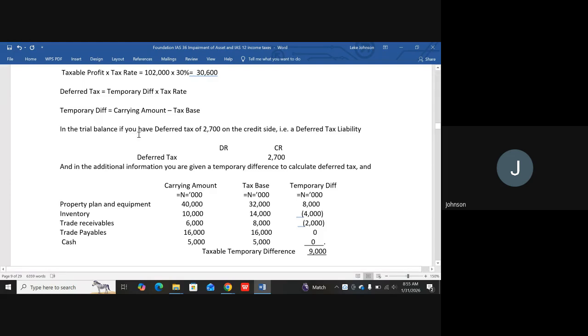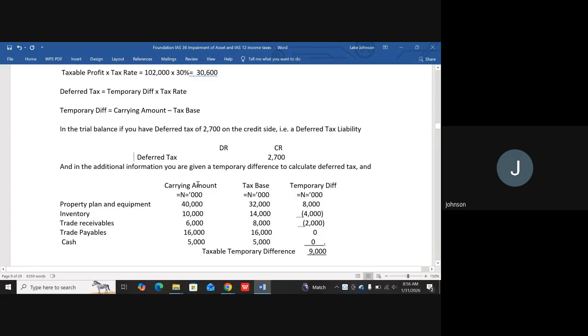Now you know we already have in our trial balance that they give us, they've posted something. They showed us that on the credit side, there is a deferred tax, to show us that this deferred tax is actually a liability. Okay, so now they've given you the deferred tax, and this deferred tax should be from last year, the prior period. Now, this year, they gave you information that can also lead you to computing the deferred tax for the year.